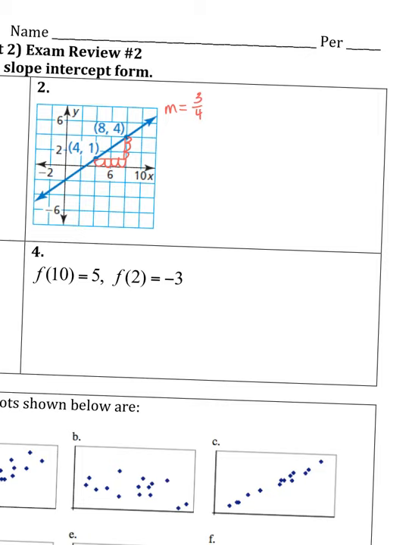And our y-intercept is not defined for us, but we can go ahead and see it right here at 0, -2. So with both of those elements, we can write the equation y equals 3/4 x minus 2.